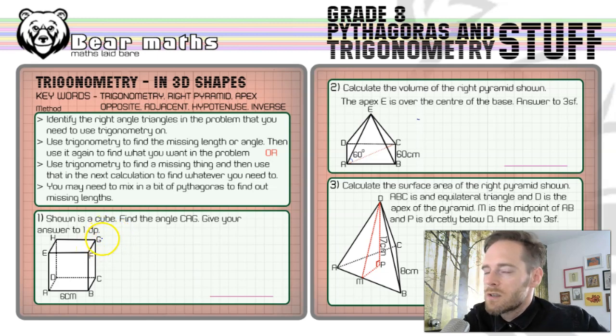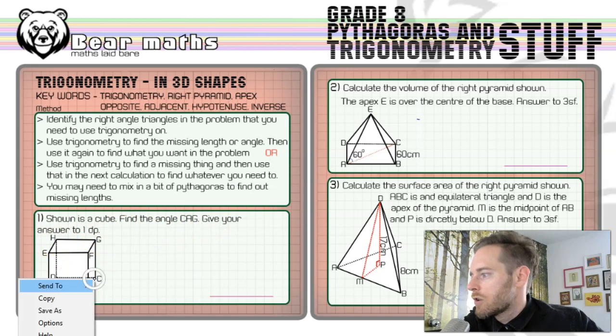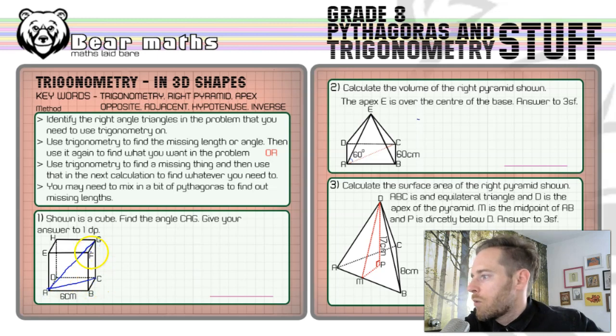So the first question's the simplest version of a question you could get on this, but it's still pretty tricky. So, shown is a cube. Find the angle CAG, give your answer to one decimal place. So C to A to G, we're going to draw a line that joins C to A and then A to G, roughly. And then what we can see there is we sliced out a right-angled triangle. There's our right angle, that's definitely a right angle. And what we need to do is work out that angle there. Let's call it angle X.